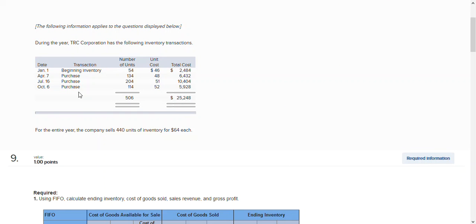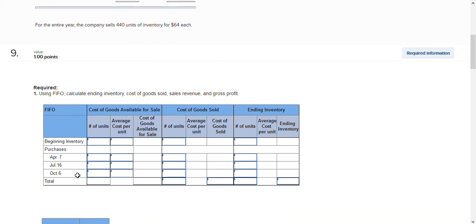For our beginning inventory we've got 3 purchases it looks like. And then it says for the entire year the company sells 440 units of inventory for $64 each. As we progress, we're going to calculate our cost of goods available for sale, our cost of goods sold, and our ending inventory values using various methods. The first one we're going to use is FIFO.